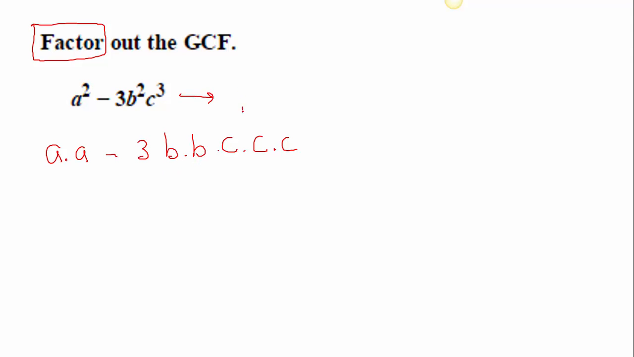Factor out the GCF. So in this case, the question is factor. It's not solve. Factor. We take a times a for the first, 3b times b, c times c times c. Now, do we have a? No, we don't. So there is no common factor here. So we're going to say this is prime. It cannot be factored because there is nothing in common. There is no 3 here, there is no b here, there is no c here, and there is no a here. So this is called prime.